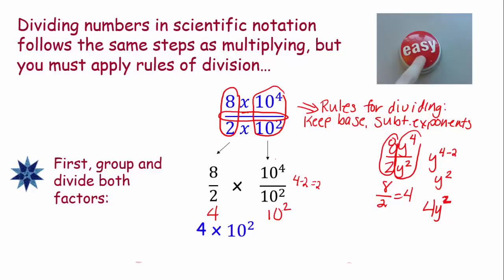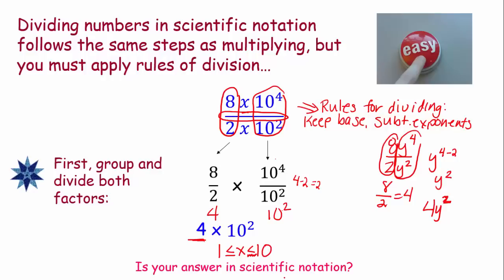So the next thing we have to ask ourselves is, is our answer in scientific notation? Well, let's stop and think about that for a minute. What does it mean for something to be in scientific notation? Well, we know that this front factor has to be a number between 1 and 10. So it can be 1, but it's got to be less than 10. And we're going to erase that part there because it's not less than or equal to, it's less than 10.